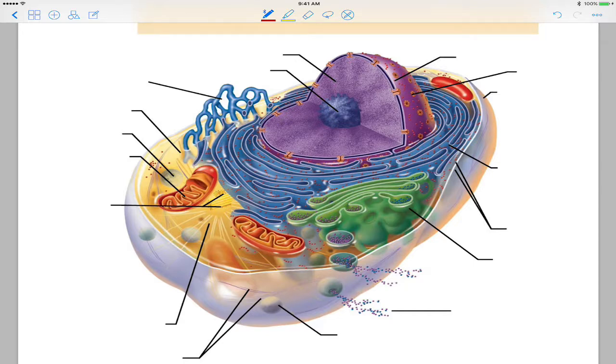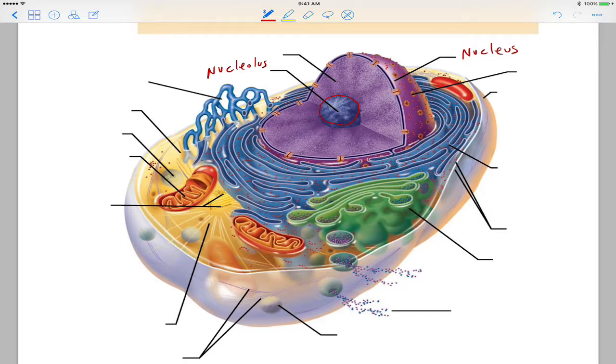There is no real place to start, so I think I'll start up here towards the top with the nucleus. And generally speaking, we're just going to label the nucleus right here, and that is this large purple structure in the center. It does have in the center of the nucleus, and there may be more than one of these depending on what the cell's job is, something called a nucleolus. And its job is to manufacture ribosomes.